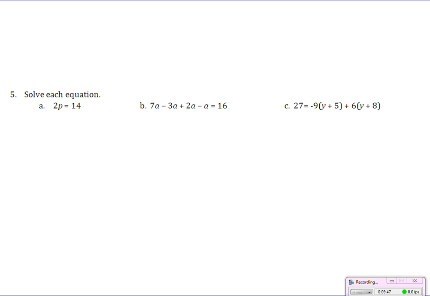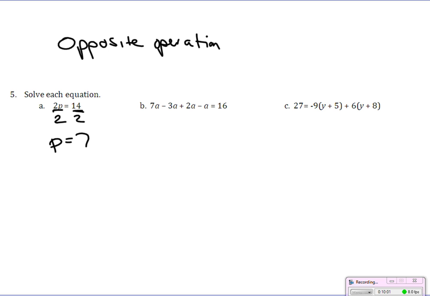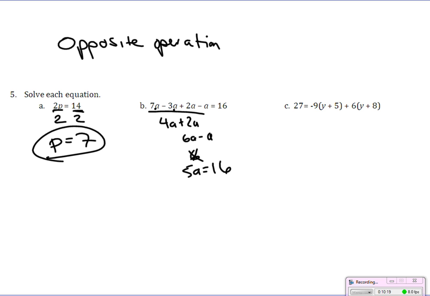I don't know why. So a little bit of solving. Remember, you're doing opposite operation stuff. So you look at what's there, you do the opposite of it. So this is technically multiplication, so I'm going to divide by 2. So P will equal 7. Here, I don't just start moving things around first. I've got to combine like terms. 7a minus 3a is 4a, plus 2a is 6a, minus a. Don't just put 6, as some people will. This is going to be 5a equals 16. So divide by 5. A is going to equal 3 and 1/5.